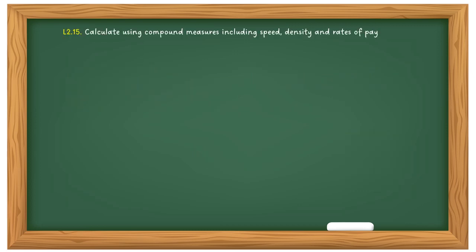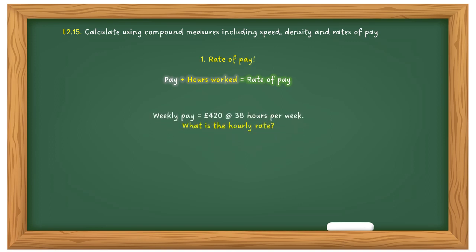Now calculate using compound measures including speed, density and rates of pay. Let's look at rates of pay. Rate of pay is just your pay divided by the hours worked. Weekly pay is £420 for 38 hours. So what is the hourly rate? It's relatively simple. You just take 420 divided by 38, and you can see that is £11.05 per hour.